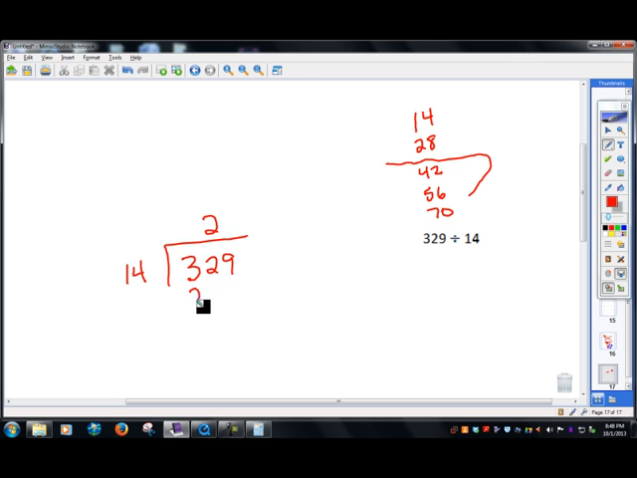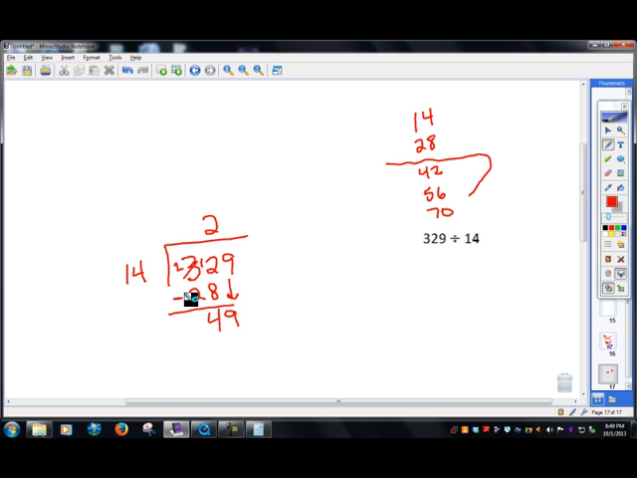2 times 14 is 28. I subtract this. I'm going to get 4. And yeah, you could borrow here. You probably should. There you go. Now I check, is 4 less than 14? Absolutely, we're good there. Now I'm going to bring down my 9.